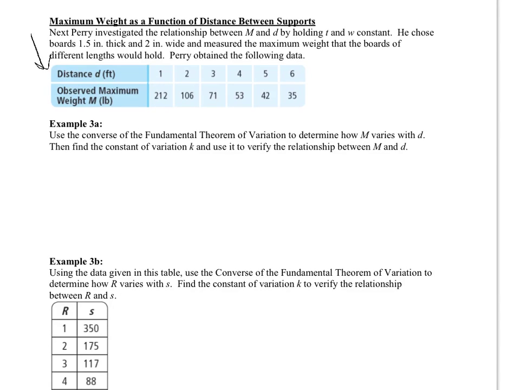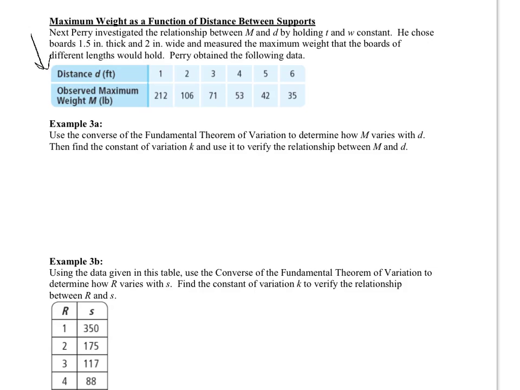You can see it in that table. The distance d in feet, so the different lengths of the boards, 1 foot, 2 feet, on up to 6 feet, and the weight that they can hold. If you look at the weight, it's decreasing. So it looks like the longer the board is, the less weight it can hold. So it looks like it's going to vary inversely this time.